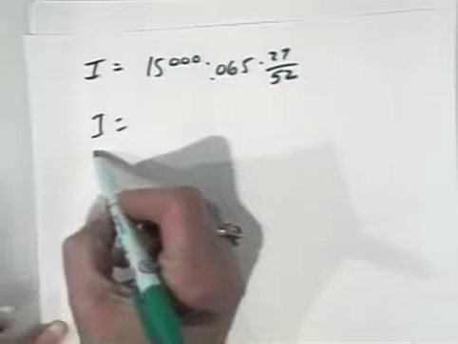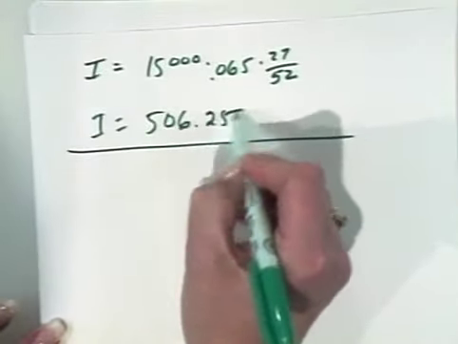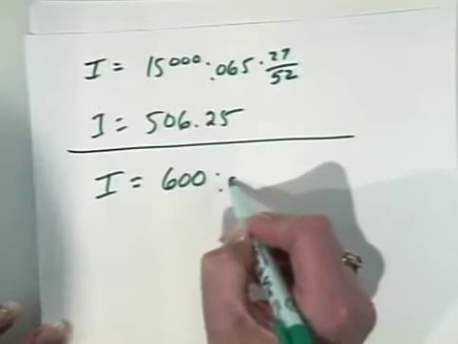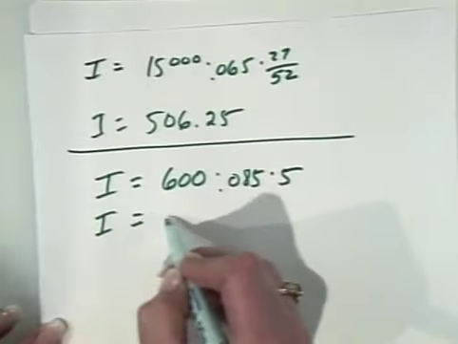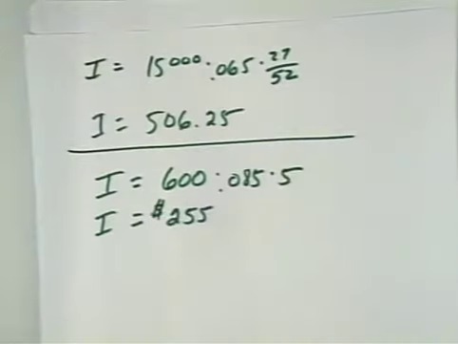Let's go back to years then. Find the simple interest on $600, 8.5% for 5 years. $600, 0.085, 5 years. Is that one all right?